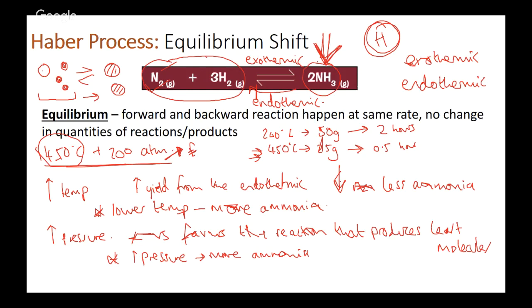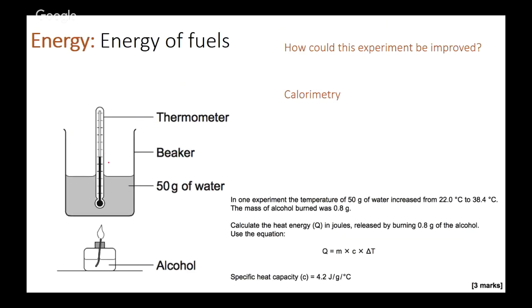Moving on then to look at energy in fuels. This diagram here is really popular in the exam, talking about using an alcohol as a fuel or perhaps some kind of food source. So they could be burning some food in a container and heating up a certain mass of water. They often ask this question here: how could you improve the experiment?